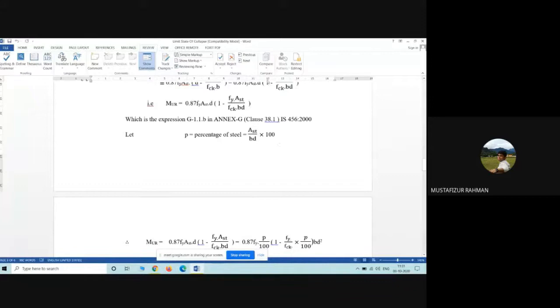Why have I done all these things? This expression is again available in IS 456. So don't worry, you need not be worried. Whatever expressions you require for solution of the problem are available in IS 456. The only thing is that we are doing all this to see how these expressions are arrived at.